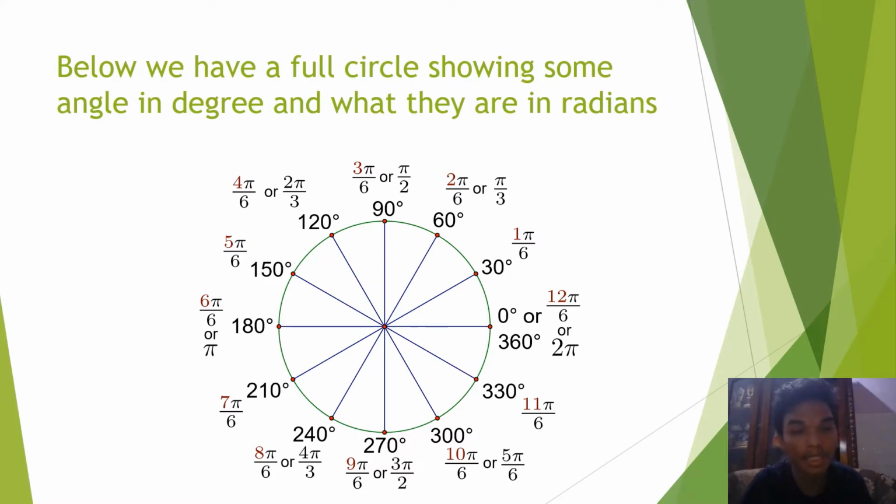120 degree, it's the same as 2pi/3 radian. Another, 270 degree, 3/2 pi radian. Lastly, 360 degree, same as 2 pi radian.